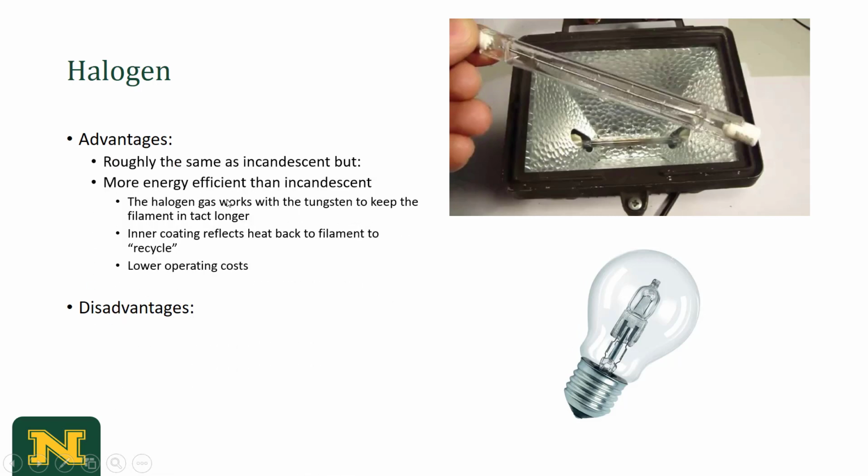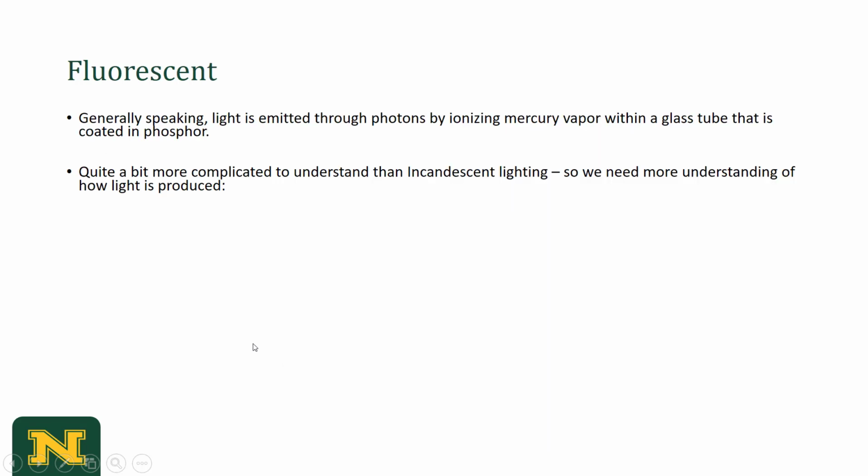The advantages, roughly the same as the incandescent bulb, but they are a lot more energy efficient than your traditional incandescents with tungsten. The halogens, that gas works with the tungsten to keep the filament intact a lot longer. The inner coating reflects heat back to the filament, so we're technically recycling that heat within. And they do have a lot lower operating costs. Disadvantages, they are definitely more expensive upfront than your traditional incandescents. So that's the big disadvantage there.